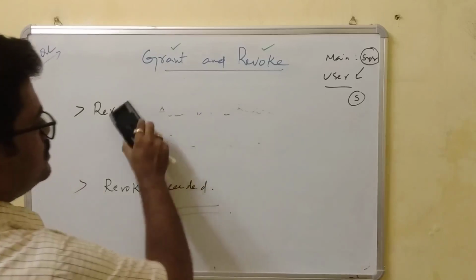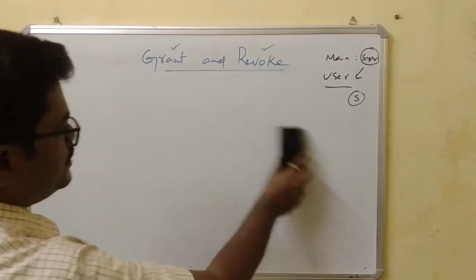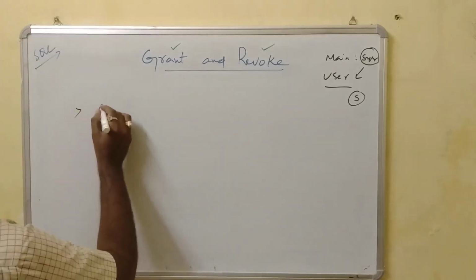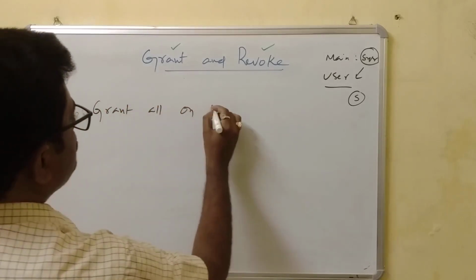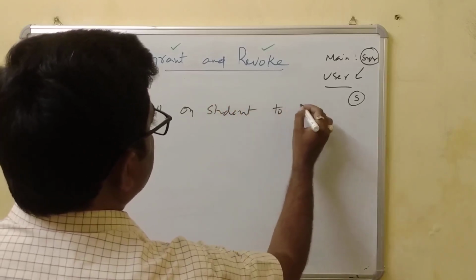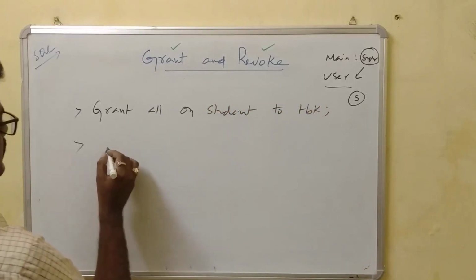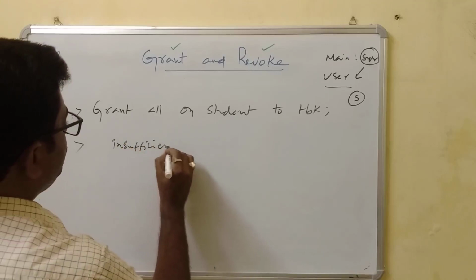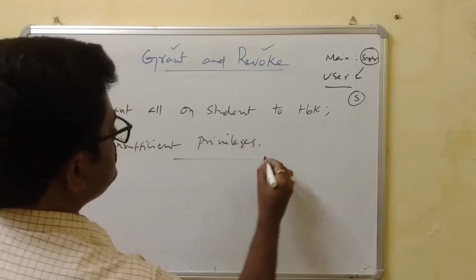And here there is a small thing. Regularly in some college labs, the admin rights will be there. In such cases, what happens? If you perform something like grant all on student to user TBK, if you type like this, the prompt comes that insufficient privileges. This message is coming.